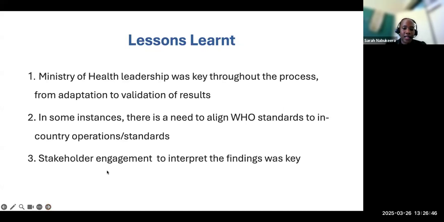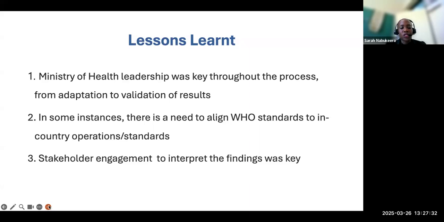Some of the lessons we learned from this process, the 3 main lessons were that the Ministry of Health leadership was key throughout the process, right from the adaptation of the tools to the validation of results. The Ministry of Health was key in contacting and giving us the list of the key stakeholders in family planning, but also connecting us to the district health subnational level, that is the district health offices, where we had to get to the facilities and the facility in charges and all the stakeholders at that level. And also the Ministry of Health was key at guiding the documents to be reviewed, guiding the whole process.